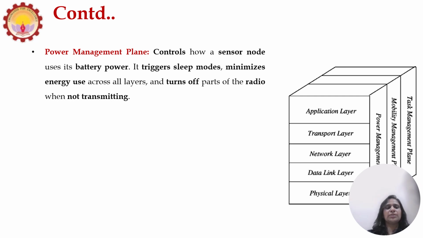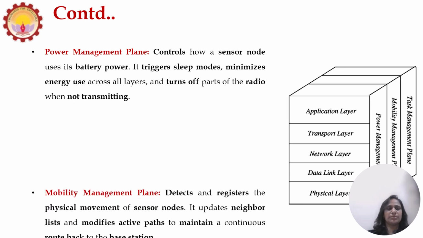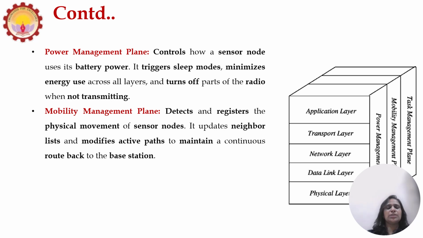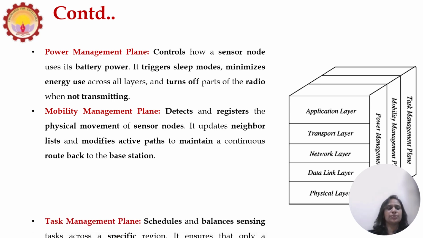Now the next layer is the power management plane. So what it does, it controls how a sensor node uses its battery power. It triggers the sleep mode and minimizes the energy use across all layers, and it turns off part of the radio when it is not transmitting. Next is the mobility management plane. So what it does, it detects and registers the physical movements of the sensor node. It updates the neighbor list and modifies the active path to maintain a continuous route back to the base station.